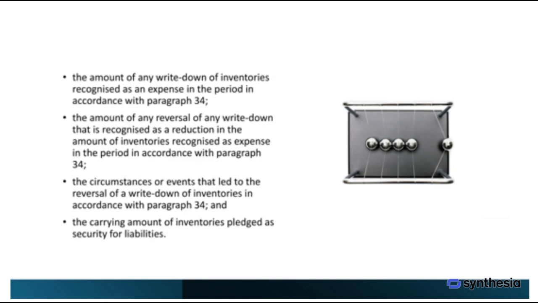The financial statements should also disclose the amount of any write-down of inventories recognized as an expense during the period, in accordance with paragraph 34. Additionally, they must report the amount of any reversal of write-downs that is recognized as a reduction in the expense for inventories in the period, also in line with paragraph 34. The circumstances or events that cause the reversal of such write-downs should be clearly explained. Finally, the carrying amount of inventories pledged as security for liabilities must be disclosed.